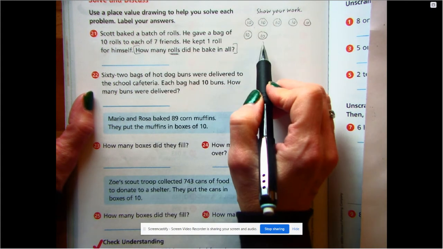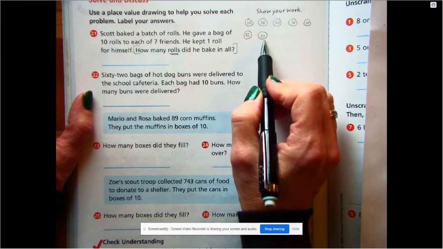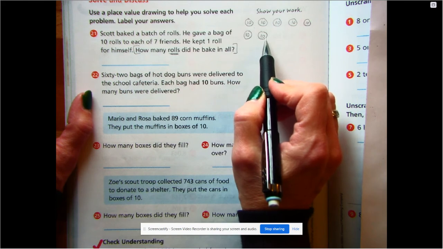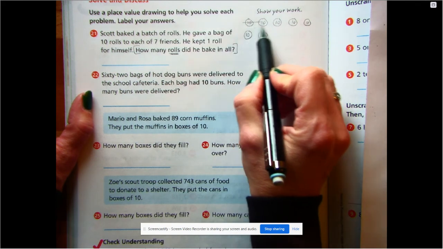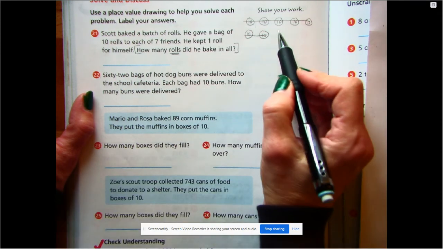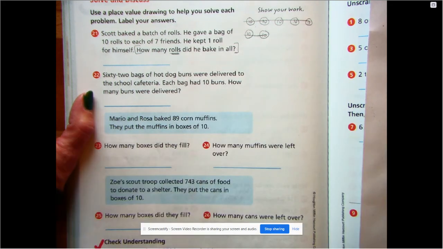And it says he kept 1 roll for himself. Well, how do I draw 1 roll for himself? Can I do a drawing like this? I really can't, can I? So I'm going to cross that off because I don't know how to show that he got 1 roll, because I don't want to draw another circle, because that would be 8 groups. So that wouldn't make sense.